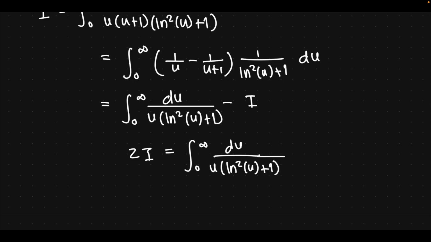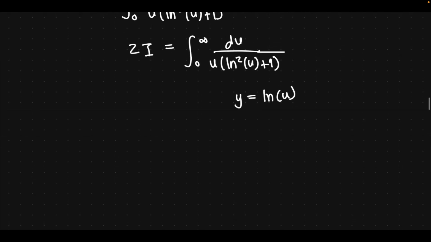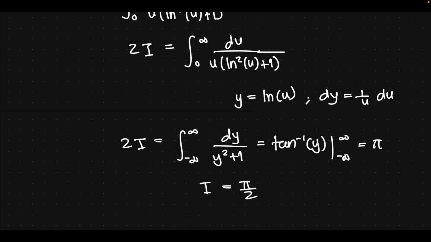Now, we use a nice substitution, y equals ln u, because we notice we have a 1 over u factor there. Since dy is 1 over u du, 2I is just the integral from minus infinity to infinity, correctly changing the bounds, of dy over y squared plus 1, which is just tan inverse y from minus infinity to infinity, which is just pi. So I is simply pi over 2.